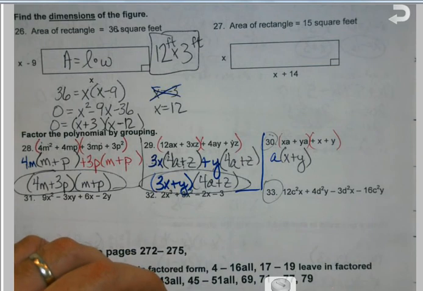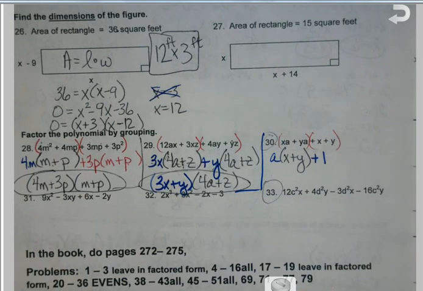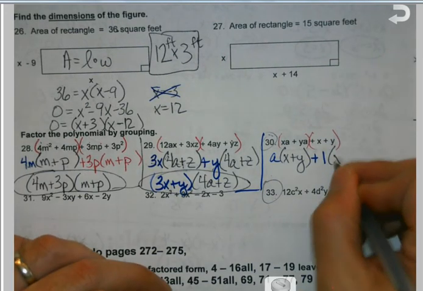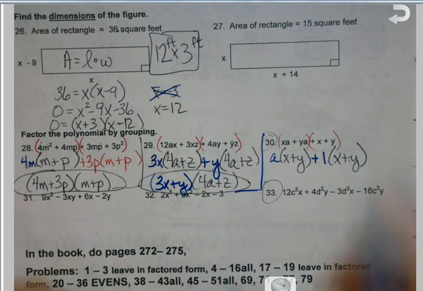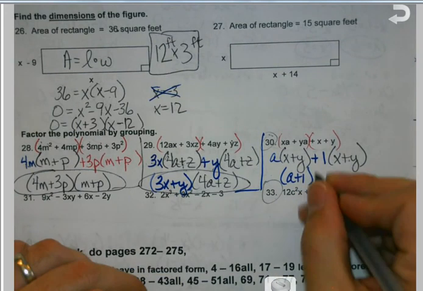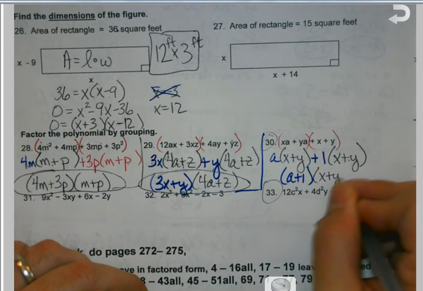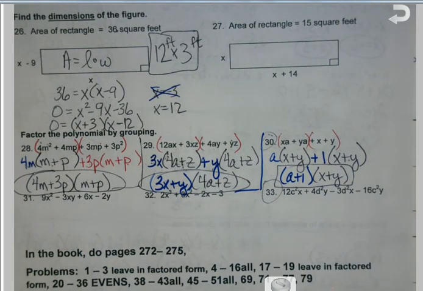Now, if I look at something and it looks like I don't see anything in common, I still can pull something out. I can pull out a 1. I got to pull out something. So if there's nothing else, pull out a 1. I end up with x plus y again, which is good. They're the same. I got a plus 1, x plus y. And we're good to go.